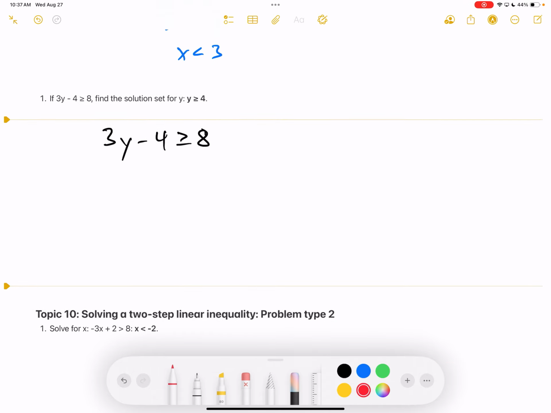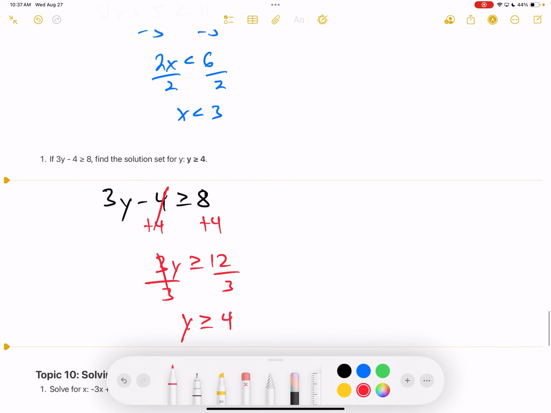On this one, it shouldn't be any different. I'm going to add 4 to both sides, and I get 3y is greater than or equal to 12. Divide by 3, and y is greater than or equal to 4. Everything is working the same way. It's just if you ever divide by a negative, you have to flip the sign.